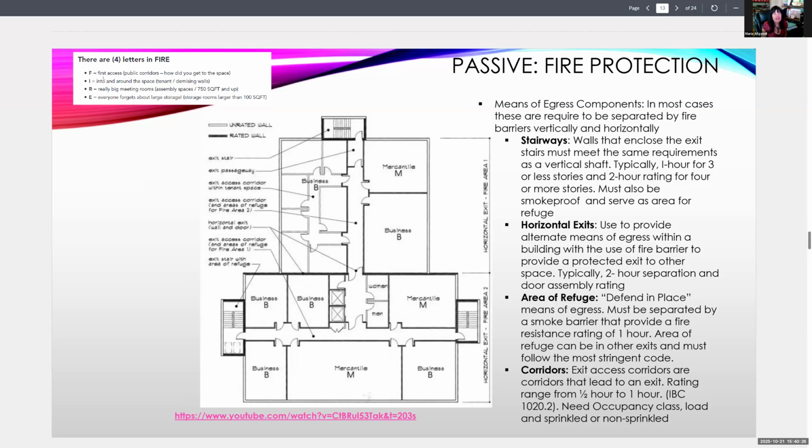FIRE, the first access that you get into the tenant and demising walls. So once you're in there, you start to realize, okay, does that have to be protected, this business and this business? Really big meeting rooms, like they said, if it's over 750 square feet. And then large storage spaces. These are just little tricks that we learned when we were studying for some of the California test.